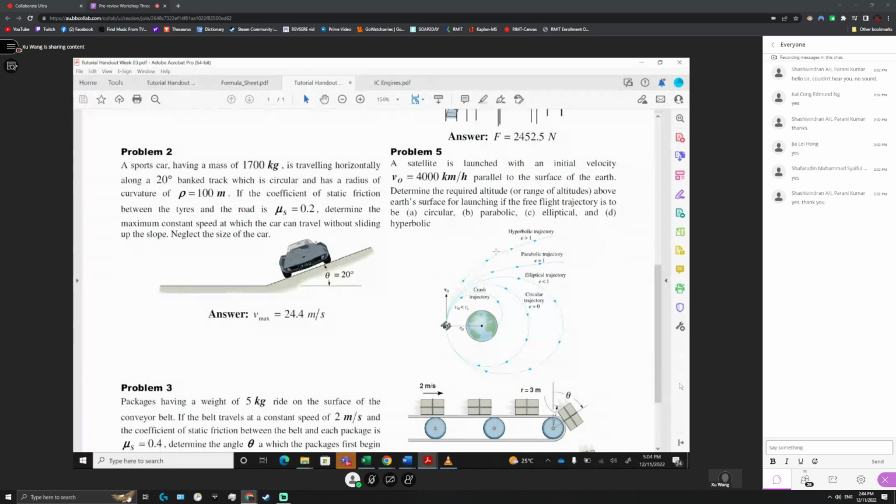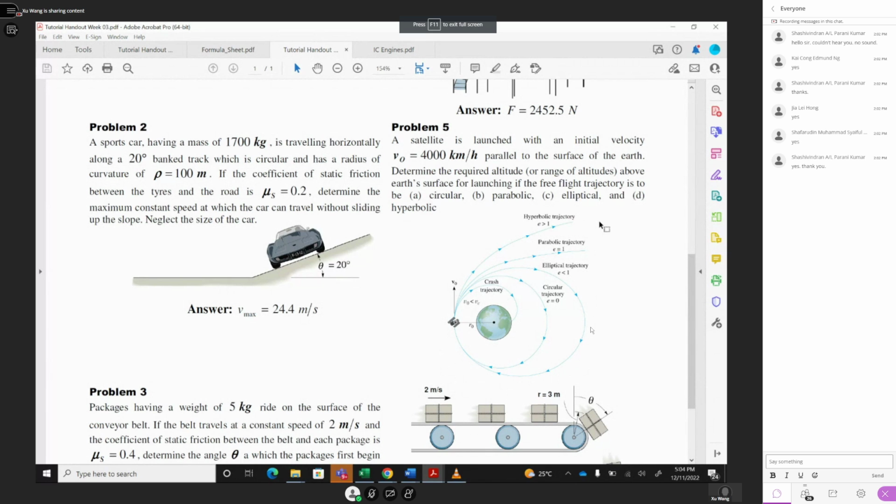Second is parabolic, this one, e equal to 1. Circular, e equal to 0. And the ellipse, this one, is e less than 1. Okay? And the last is hyperbolic, which is e larger than 1. For this trajectory, I ask you, what is the initial height from the satellite to the surface of the Earth? This is the question. How can we solve that?